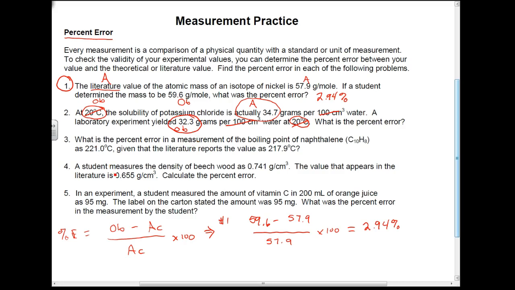All right, now one of these, number 5, is pretty easy. See if you can do number 5 and determine why it is so easy.